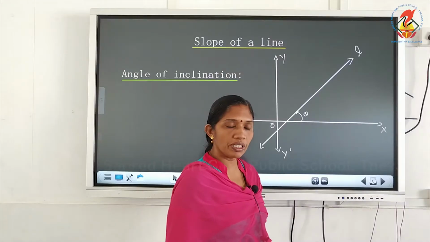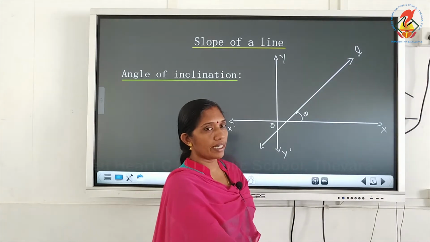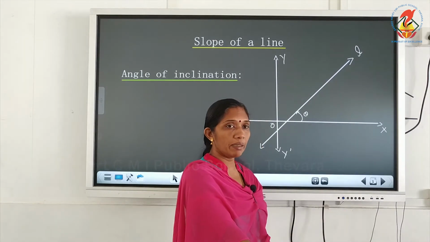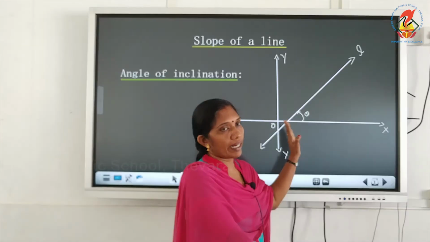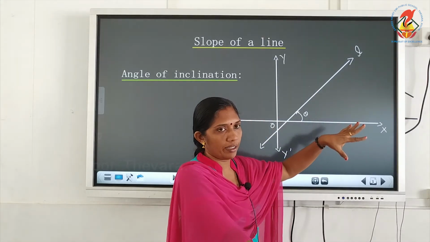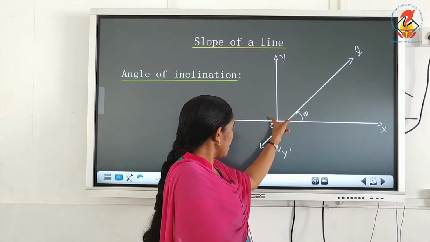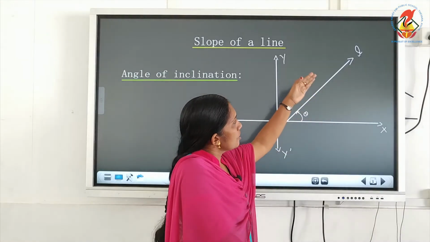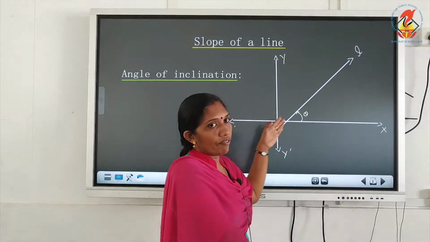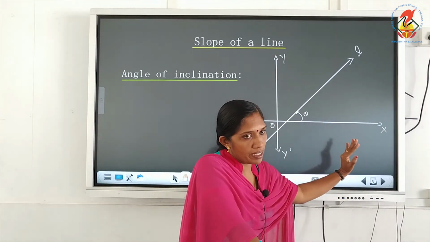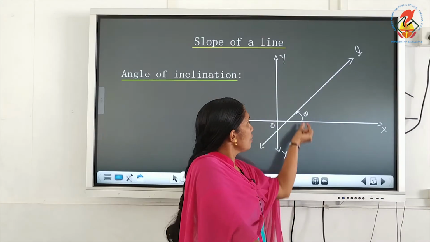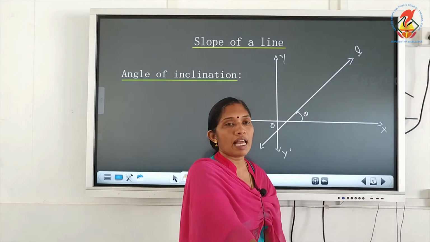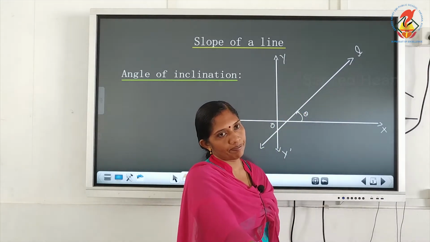So, what is angle of inclination? Angle of inclination is the angle made by the line L with positive direction, means right side you have to take, not this side angle, the right side. So, the angle made by the line with positive direction of x-axis measured in anti-clockwise direction is known as angle of inclination.